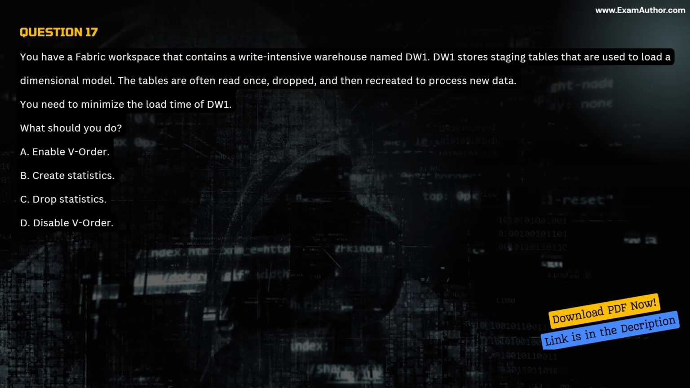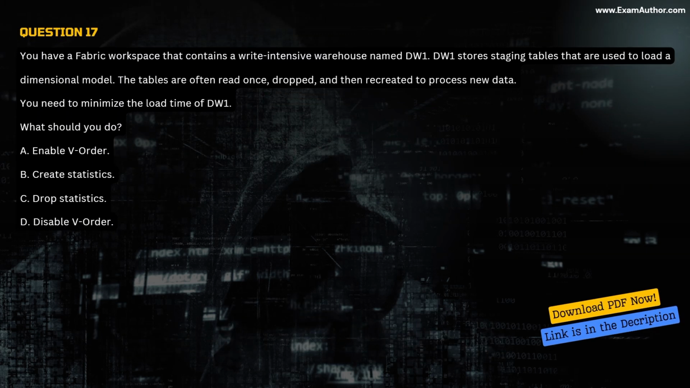Question 17. You have a Fabric workspace that contains a write-intensive warehouse named DW1. DW1 stores staging tables that are used to load a dimensional model. The tables are often read once, dropped, and then recreated to process new data. You need to minimize the load time of DW1. What should you do? A.